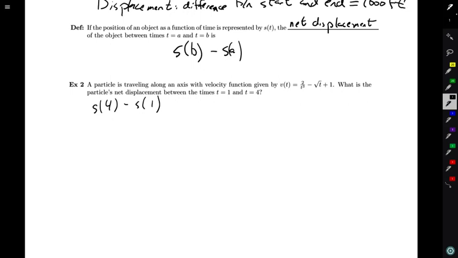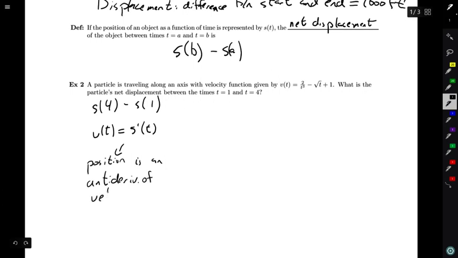And it would be really nice if we had some information about the function s, but we don't. Instead, we know something about v of t, the velocity. And we remember from Calc 1 that v of t is the derivative of s of t. Velocity is the derivative of your position function. It's the rate of change in your position. So here what we might notice is that this is exactly saying that position is an antiderivative of velocity.